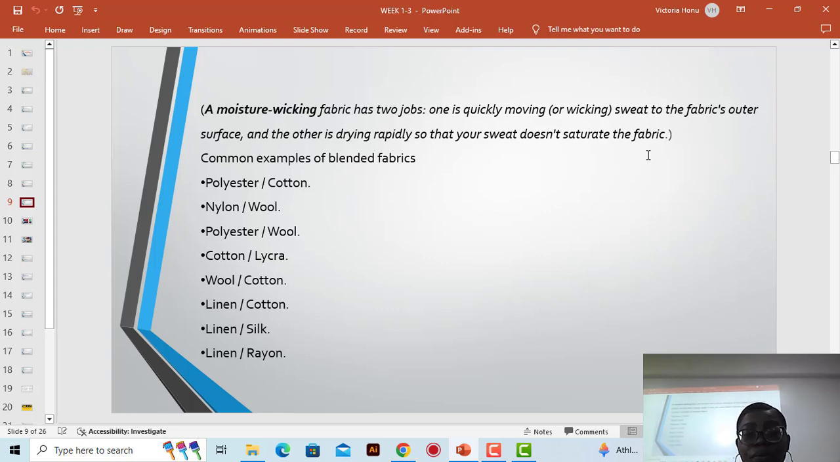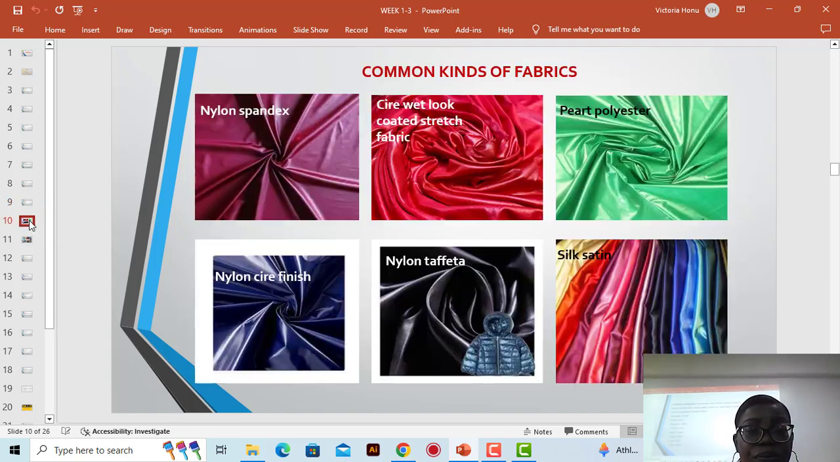Are we okay? Right. Then some common examples of blended fabrics are nylon, polyester and cotton, nylon wool, polyester wool, cotton lycra. There's a lot. I just brought some samples for us to have an idea. We are not deliberating too much on fibers and things like that at this stage. Okay. So we move on. But before we move on, do you have anything to say? What we have learned so far?